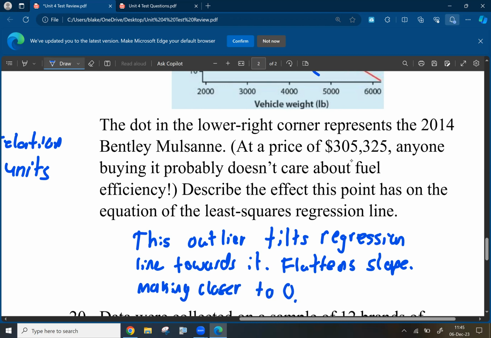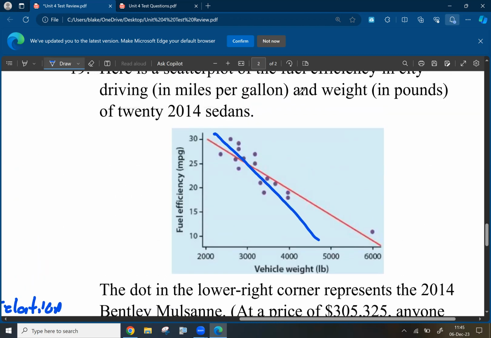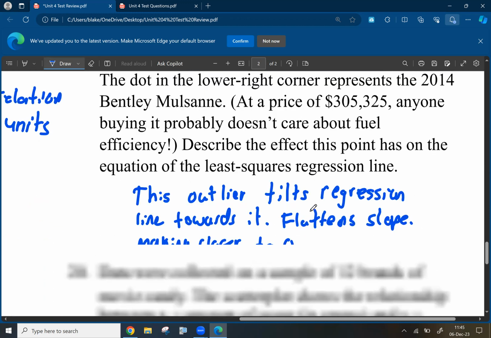Right? When I say flattens the slope, I mean, like I said, you can see the blue line would be the line originally without it. The red line is not as steep, right? So when I say flattens, it's not flat, right? It's not straight across, but it's less steep, I guess is maybe a better way to say it.